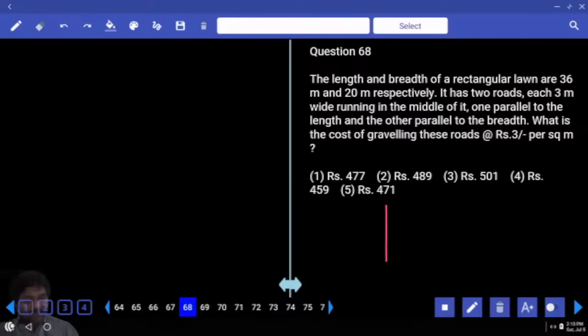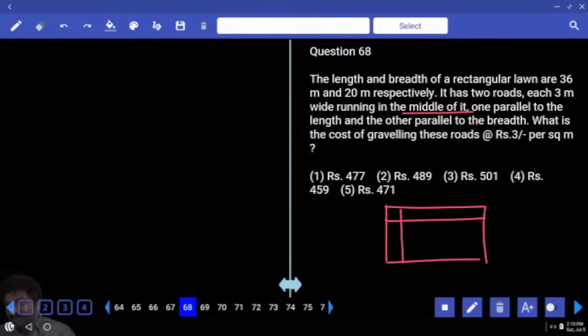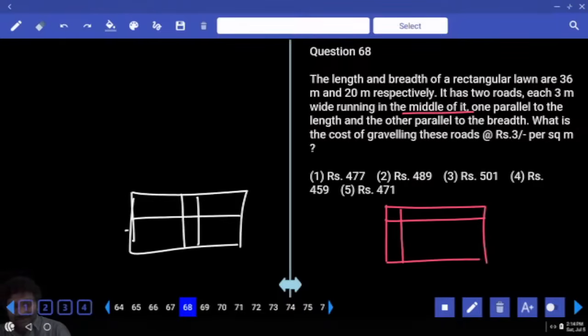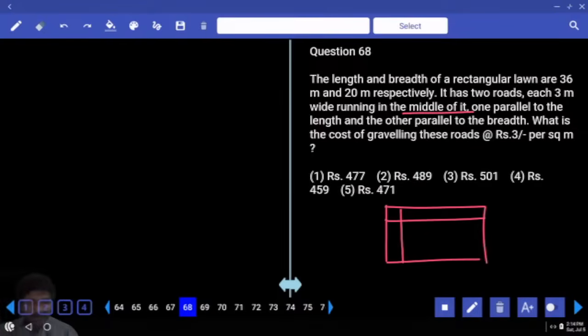Right. You have a rectangle here. We have two roads, one parallel to length, the other parallel to its breadth. They said it is middle of it, but then I converted to corners. If this is your rectangle, middle of it, this will be the road. I am just shifting these roads here. Are you okay? Because it will be so simple for us to calculate.